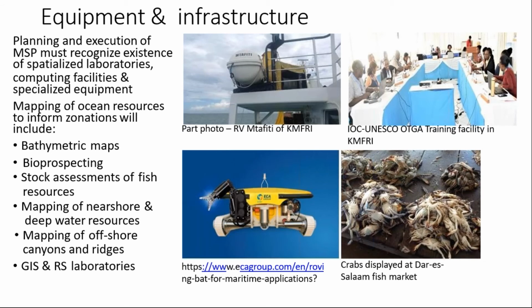I wanted to highlight equipment and infrastructure. I'm only bringing it up because we need to synergize on and share out the strengths of various institutions that are going to be important in the implementation of marine spatial planning. In this case, we are looking at the existence of specialized laboratories, computing facilities, and specialized equipment. Ultimately, we have to map our ocean resources. Otherwise, we don't have much of MSP to talk about. So we need to know the bathymetry of our oceans at the highest resolution possible. We need to bioprospect and know what some of the other resources are that exist in our waters.